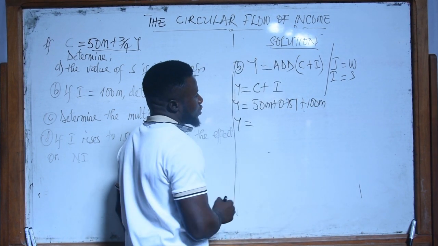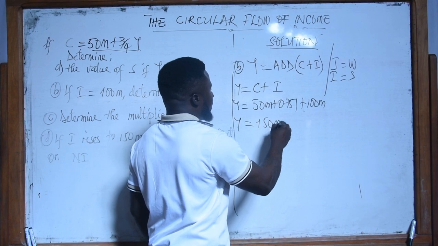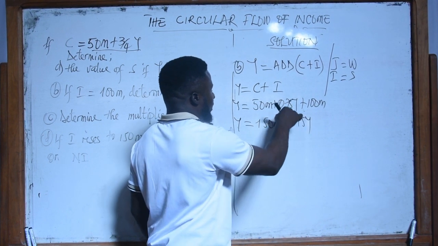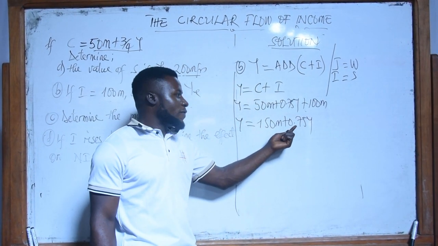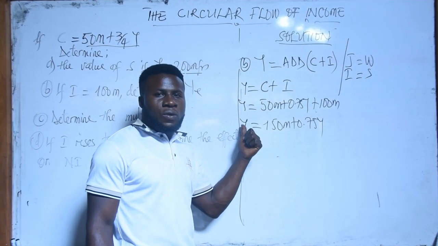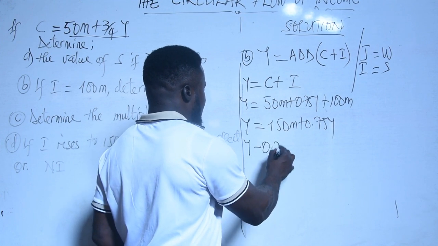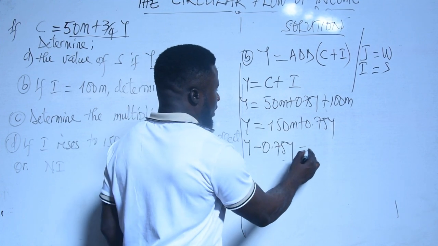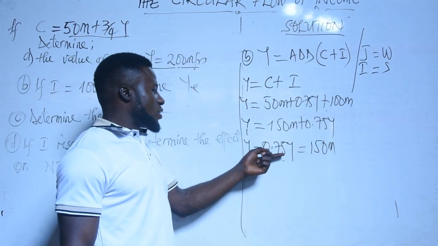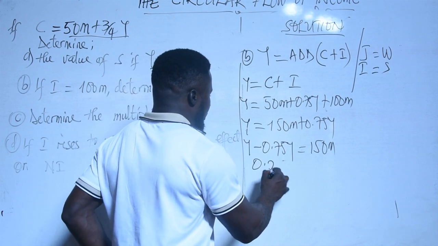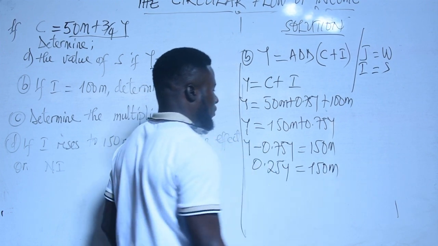So Y is equal to, we bring like terms together, 50 million plus 100 million gives us 150 million plus 0.75Y. We bring like terms together such that this 0.75Y crosses the equality sign to meet Y over here. That gives us Y minus 0.75Y equal to 150 million. When you take Y minus 0.75Y, it gives you 0.25Y, which is equal to 150 million.